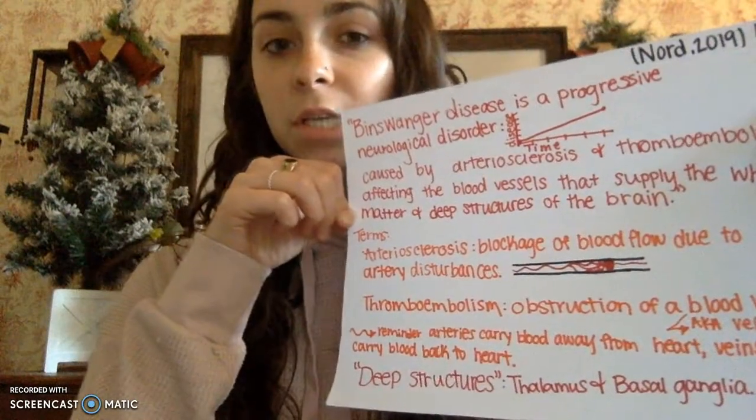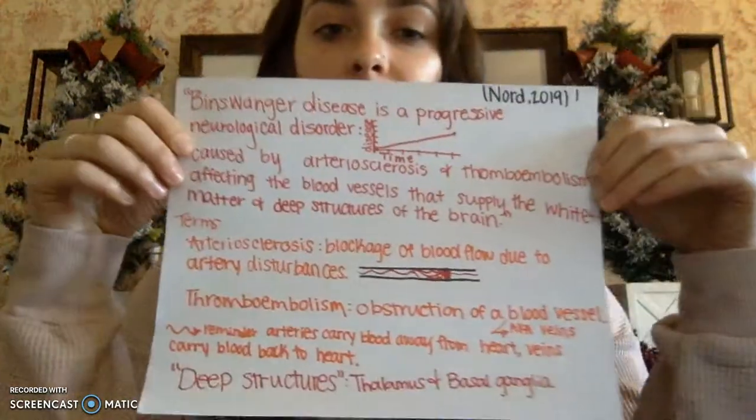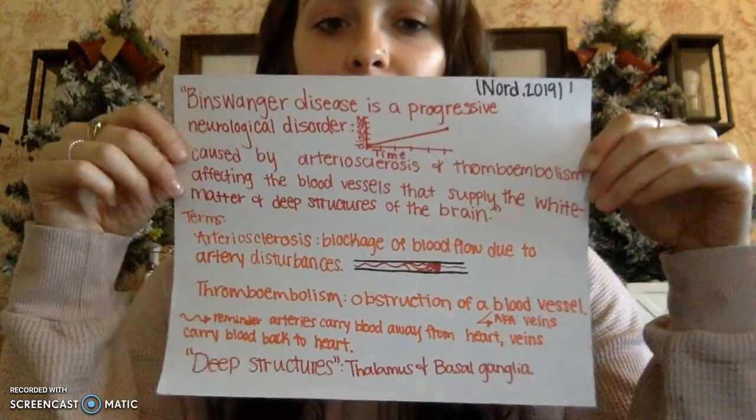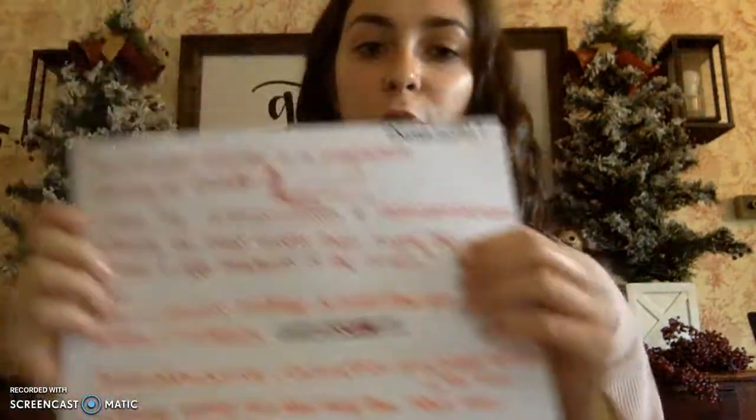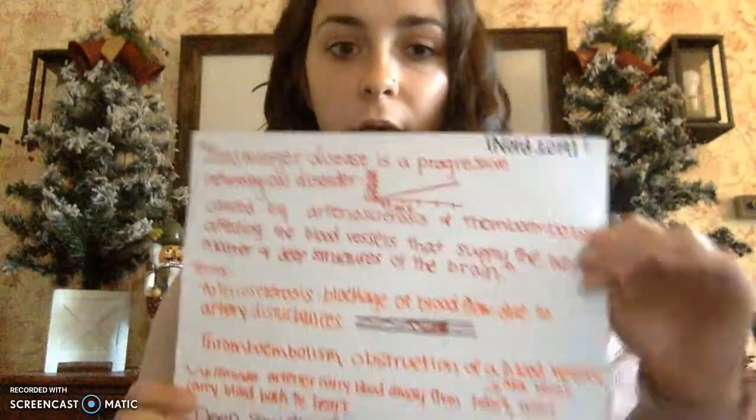So I'm going to be having a few visuals that I'll be holding up as I describe throughout this presentation what Binswanger disease is. Binswanger disease is a progressive neurological disorder. When I say it's progressive, I mean that over time it worsens.